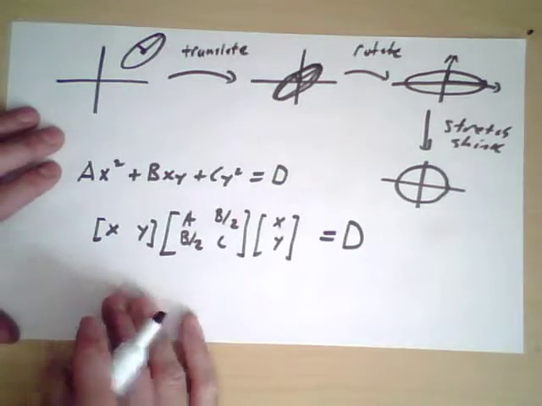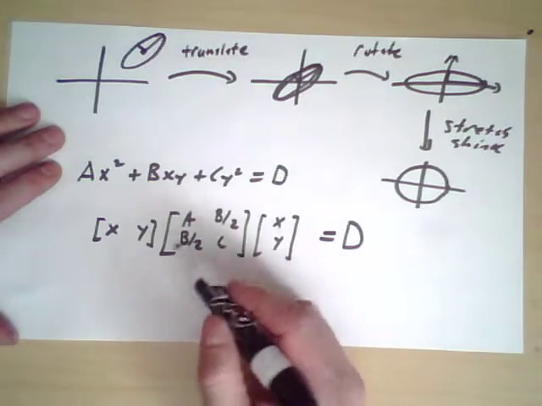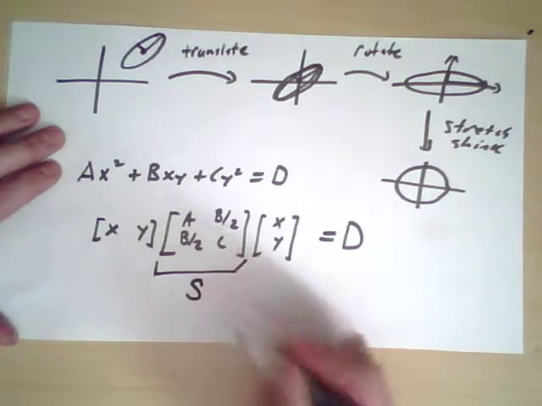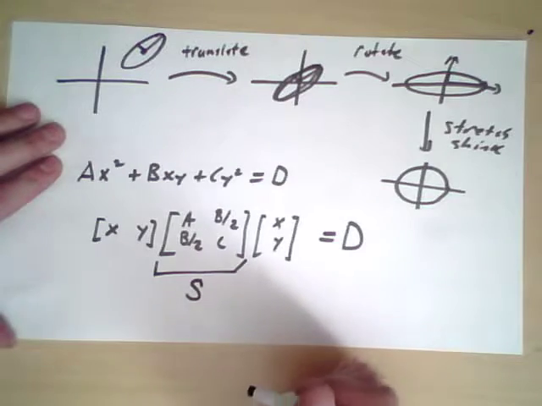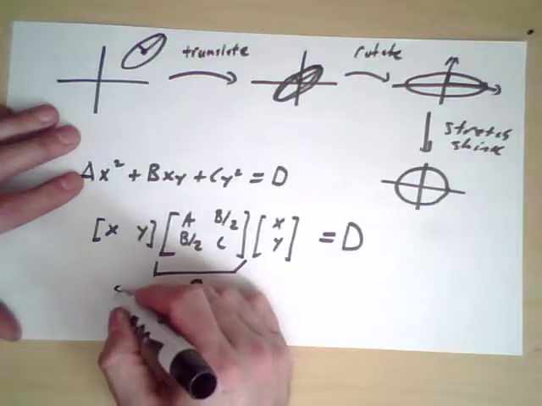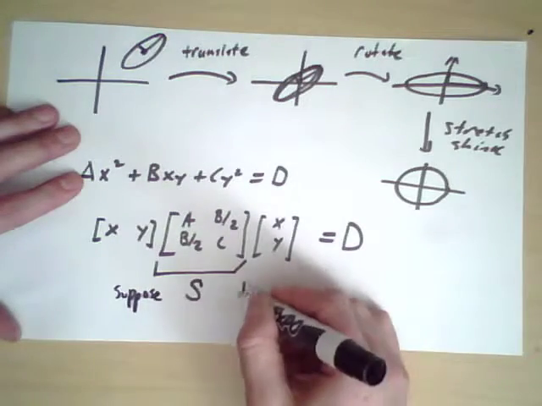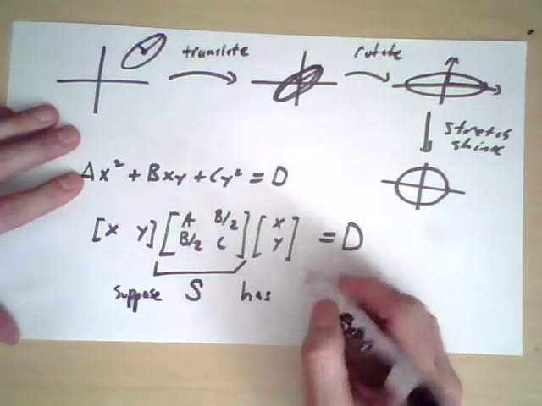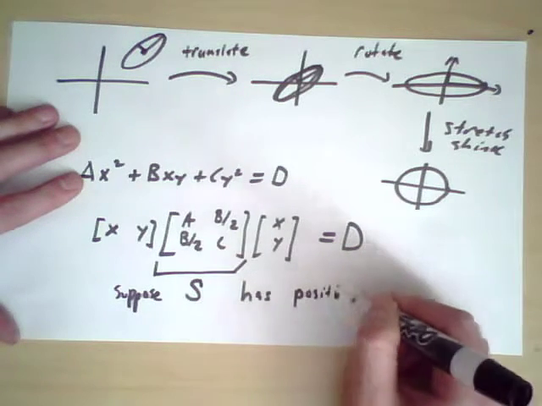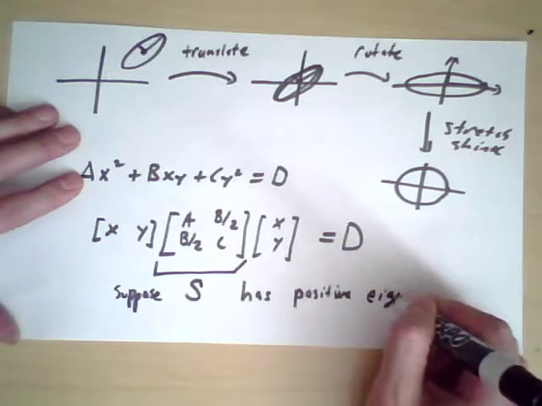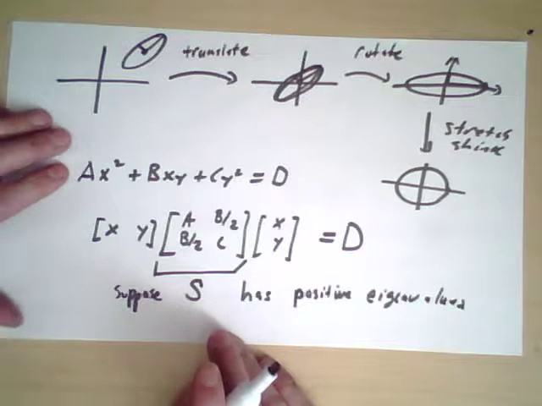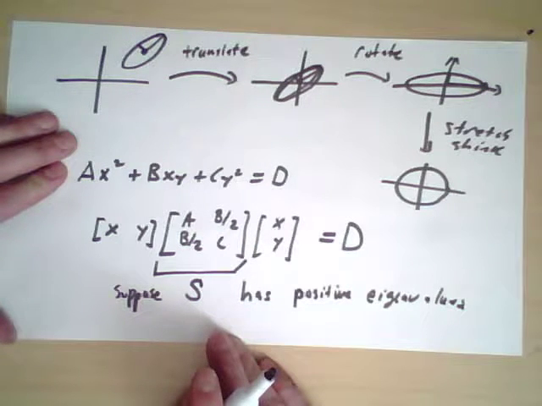So let's work under the assumption that this matrix, let me perhaps call this S, is symmetric or Hermitian. Let's suppose that this matrix has, let's say, positive eigenvalues. By the spectral theorem, we already know that it has real eigenvalues. So the only question is if those eigenvalues are positive, negative, or zero.